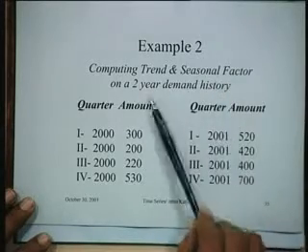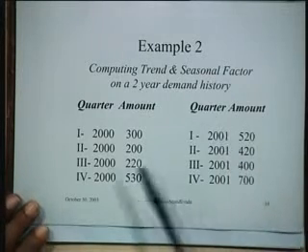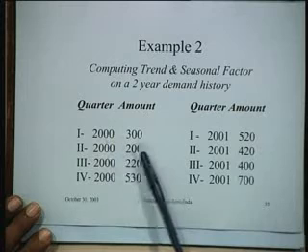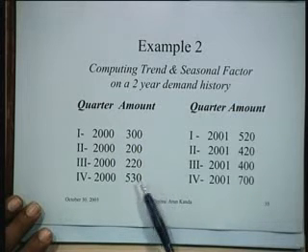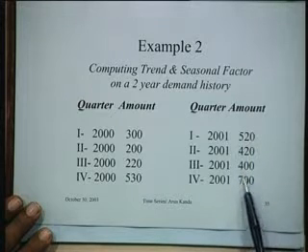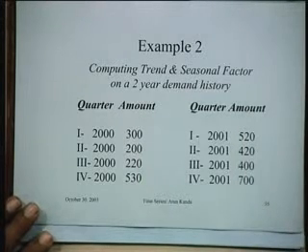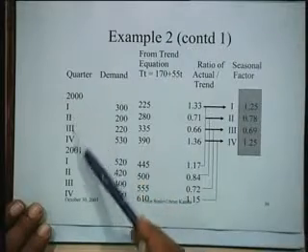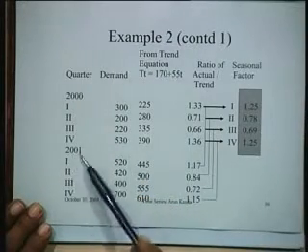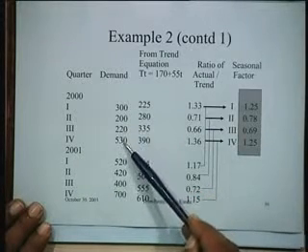Let's take a slightly more complicated example. Let's say that we want to compute the trend and the seasonal factor on a 2-year demand history. Okay, which means we have data for 2 years. This is the first quarter of the year 2000. So demand is 300, 200, 220, 530, and then 520, 420, 400 and 700. So this is the demand data available to us for the past 2 years. So how do we get the factors from this particular situation? We have these 4 data points, or these 4 seasons, for 2000, these 4 for 2001, and the demand is 300, 200, 220, 530 and so on.